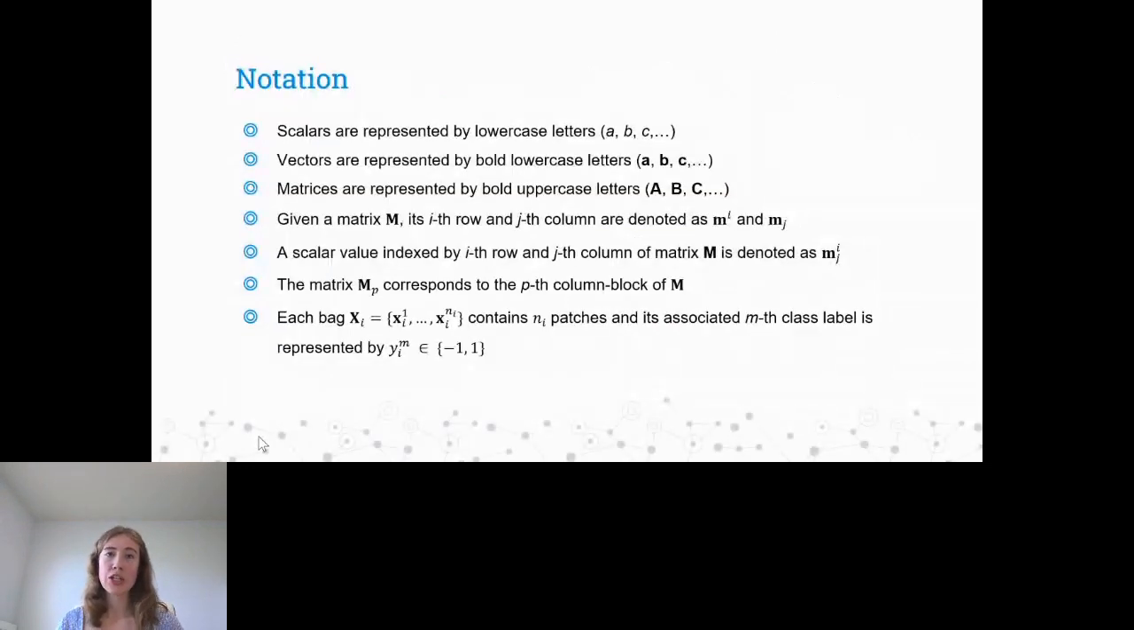So before we begin, here's the notation that we use. Scalars are represented by lowercase letters, vectors by bold lowercase letters, matrices by bold uppercase letters, and given a matrix M, its ith row and jth column are denoted as M superscript i and M subscript j. And a scalar value indexed by the ith row and jth column of matrix M is denoted as M superscript i subscript j. The matrix M_p corresponds to the pth column block of M. And then lastly, each bag contains N_i patches, and it is associated with an mth class label.